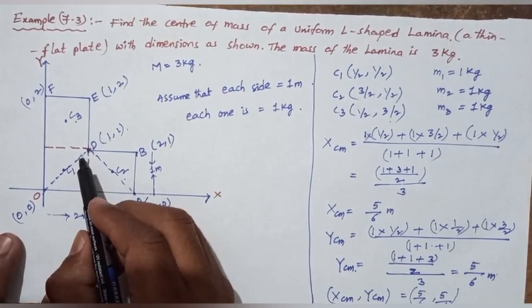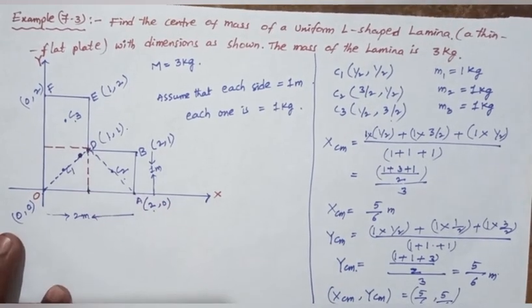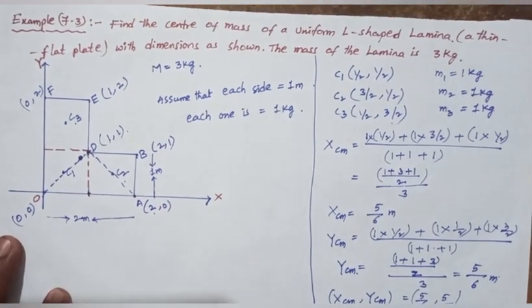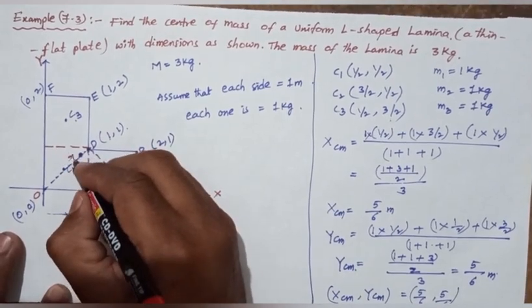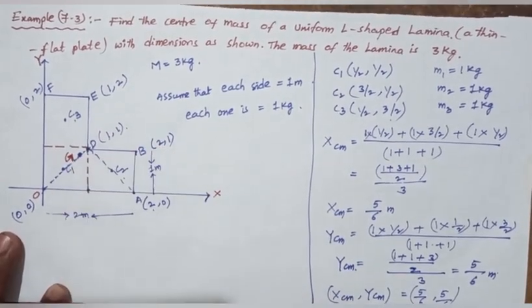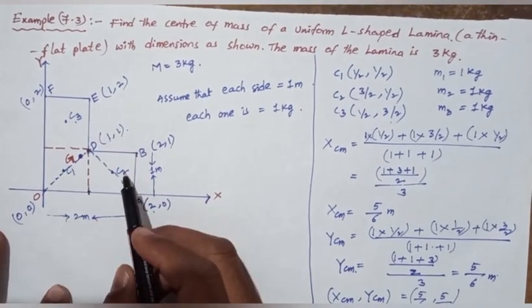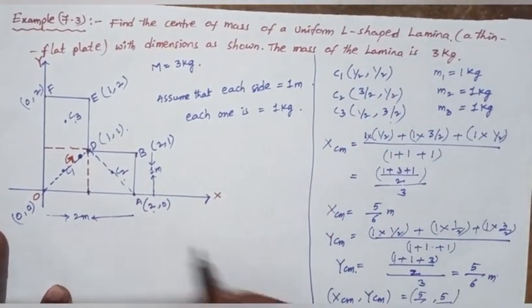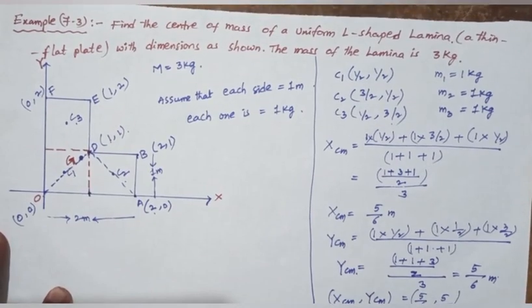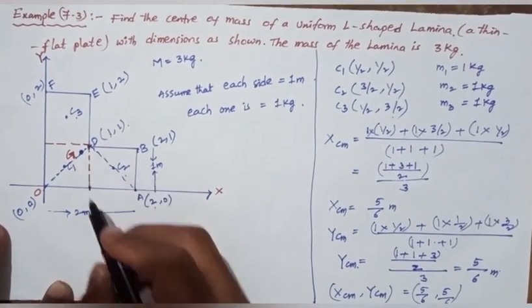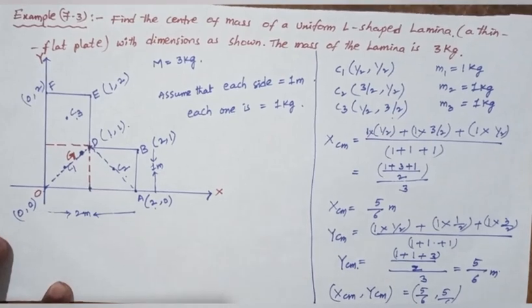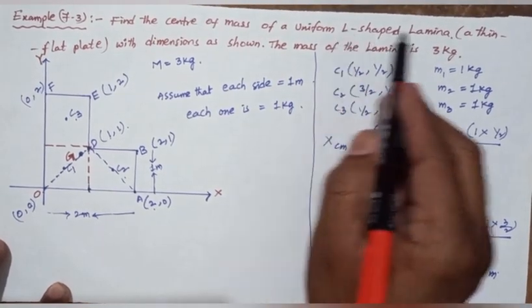So 0.8 comma 0.8. This point indicates the total, capital G. Capital G indicates the center of mass of the L-shaped lamina. The L-shaped lamina is at 5 by 6 comma 5 by 6, that is 0.8 comma 0.8. So this is the center of mass of the L-shaped lamina.